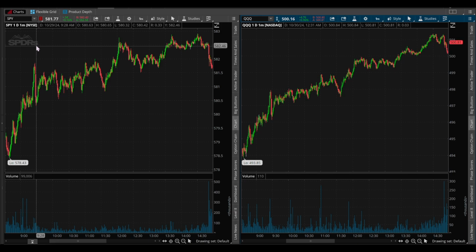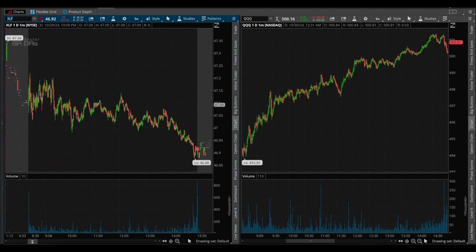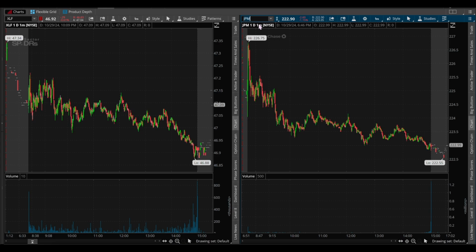Now, additionally, there are financial stocks as well. So let me show you guys a few examples. One that I like to use is going to be XLF. I'm going to pull that up here. And then I'm also going to pull up JP Morgan, JPM here. And we can see kind of the same thing. You guys can see a downward kind of trend for today with these two stocks. But again, it's also going to be showing you a pair of stocks that are correlated.